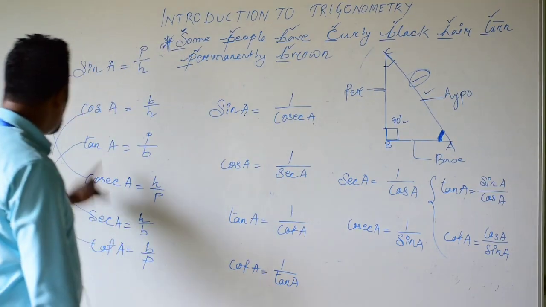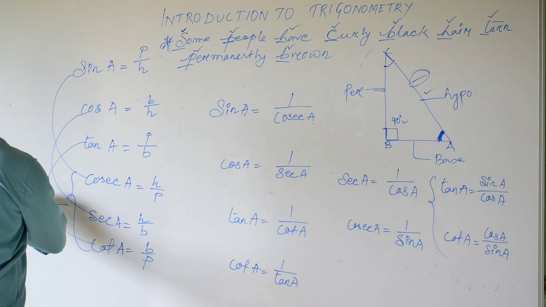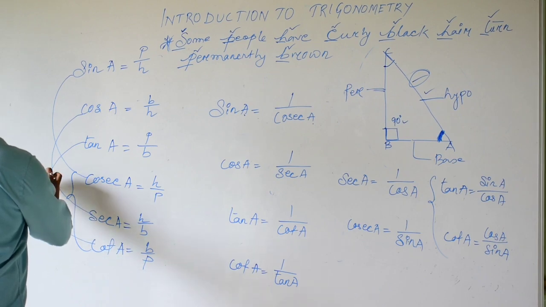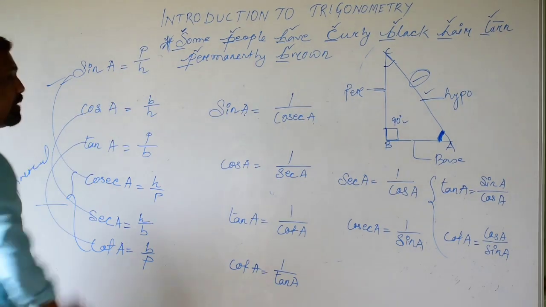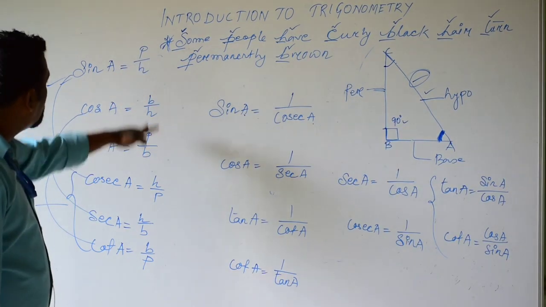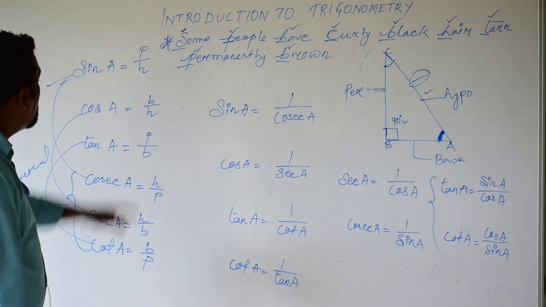And the other three are the reciprocals of the before three. So sine is equal to perpendicular by hypotenuse, cos is equal to base by hypotenuse, tan A is equal to perpendicular by base.